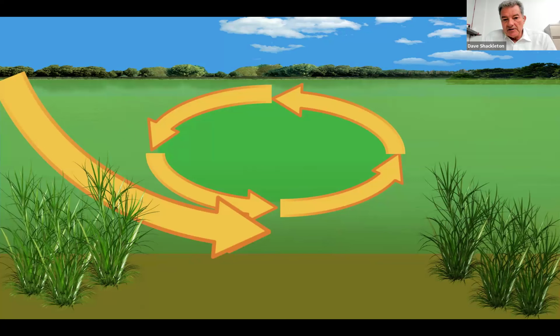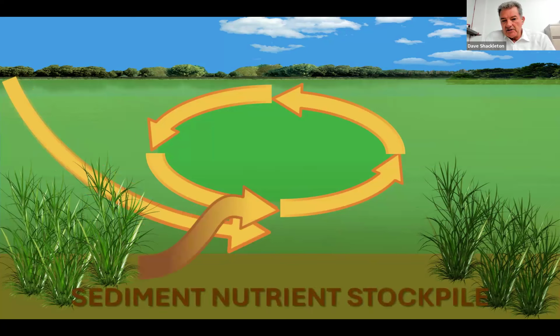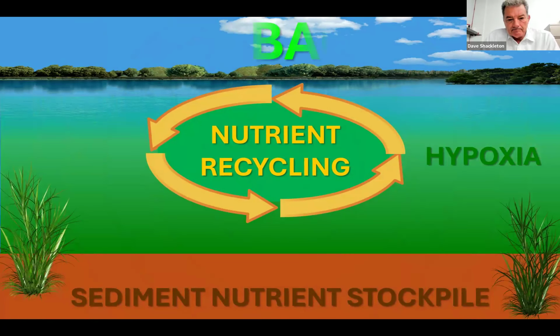The next thing to understand, the real risk, is toxic cyanobacteria. Now, that is a specific type of algae, or not of algae, it's a precursor to algae in evolutionary terms, but they are very proficient at exploiting the conditions that exist when you have a big sediment nutrient stockpile, hypoxia, and nutrient recycling. So let's just see if we can understand and explain that a little bit.